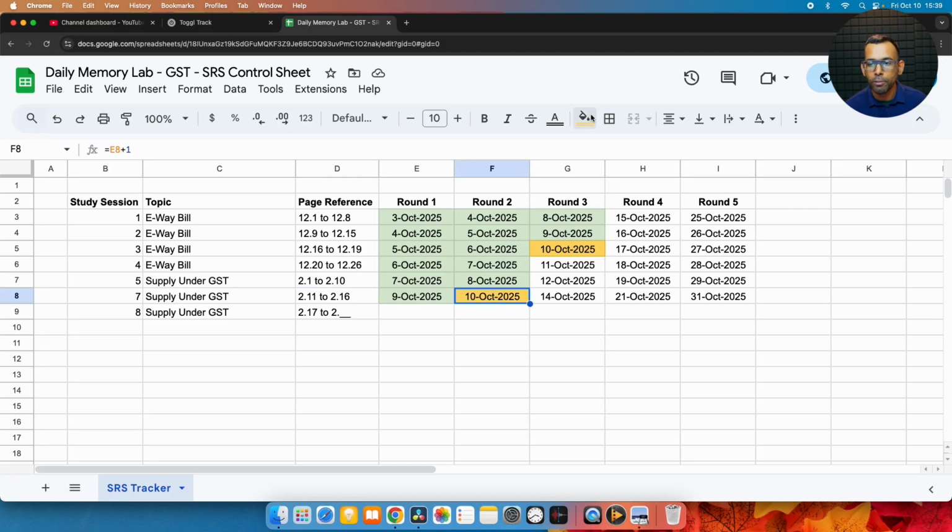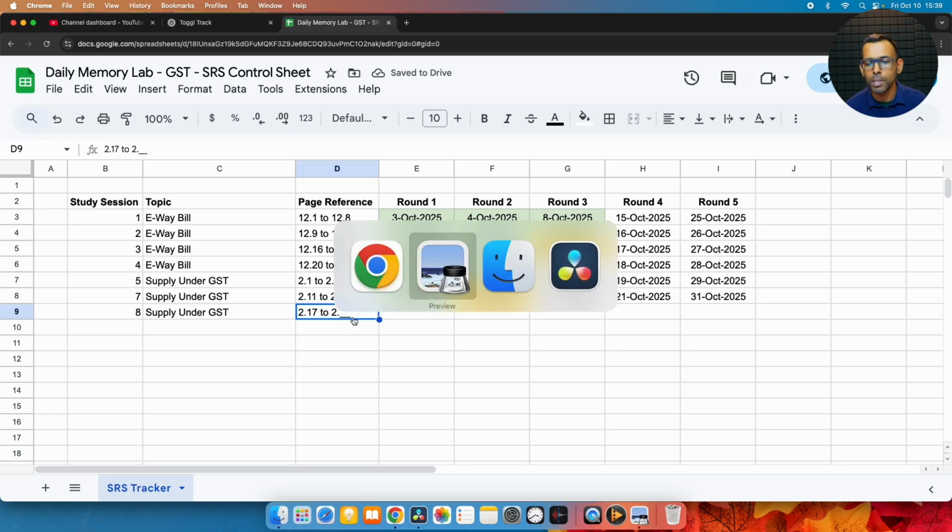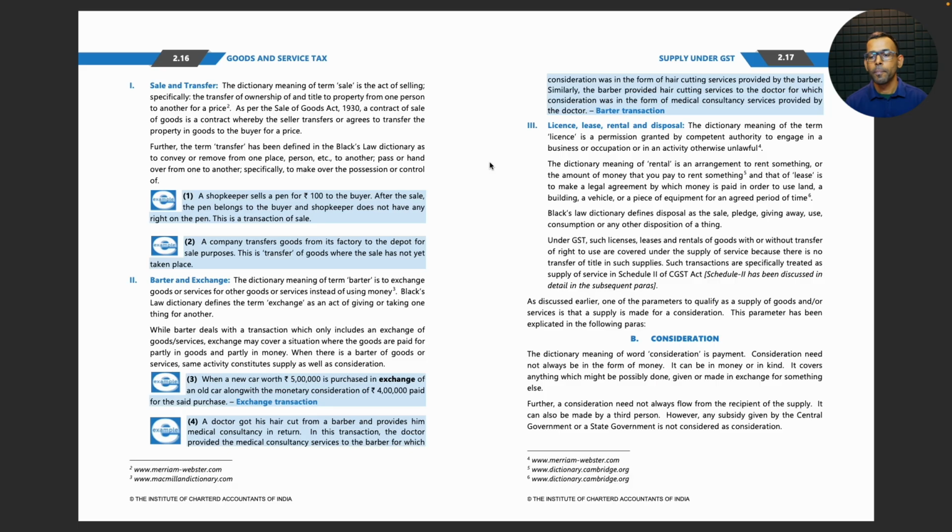So, round 2 of this is also done. Now, let us proceed for today's quota. Let us see how much ever we will be able to complete.